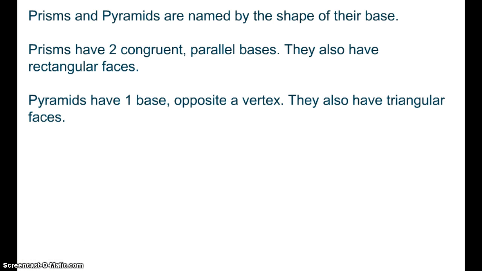Identifying three-dimensional solids. Here are a few notes for you. Prisms and pyramids are named by the shape of their base, or bases. Prisms have two congruent parallel bases. They also have rectangular faces. And pyramids have one base opposite a vertex. And they also have triangular faces.